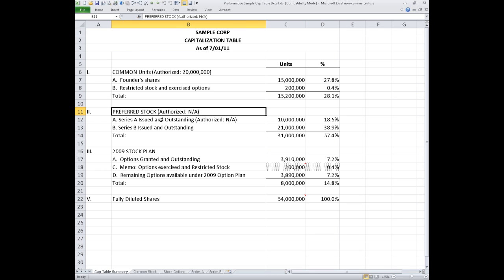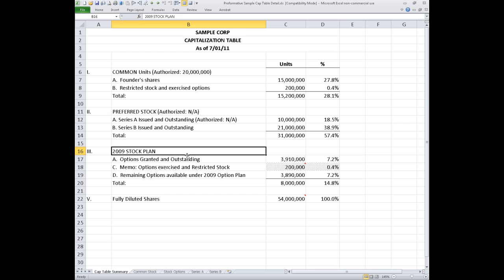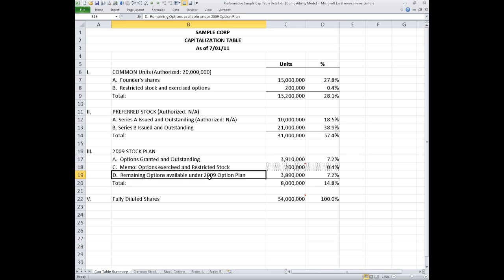This particular sample company has both Series A and Series B. And you can see how many shares are out in those two series, and then what percentage of the total ownership that is in the company. And then down here, you can see this company has a stock plan, happens to be their 2009 stock plan, and you can see how many options have been granted, and then how many options remain available in what we call the option pool, which I mentioned a little earlier, and we'll take a look at again.